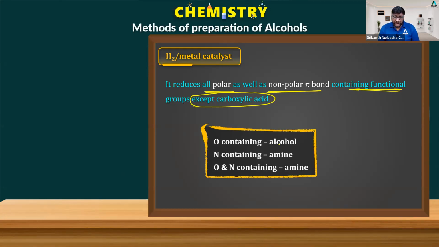Oxygen containing groups are converted into alcohol, again the same. Nitrogen containing groups will be converted to amine. Oxygen and nitrogen containing groups will be converted to amine only. So if you have an oxygen containing functional group, it will be converted respectively to alcohol. Nitrogen containing means it will form amines. Both oxygen and nitrogen containing means it will form amines again.